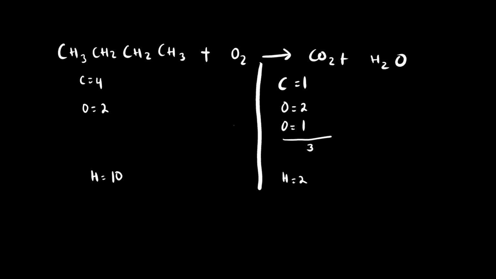Let's start by trying to balance out the carbons first. So on the left we have 4, and then on the right we have 1. Least common multiple of 1 and 4 is 4. So let's make the coefficient in front of carbon dioxide to be 4.